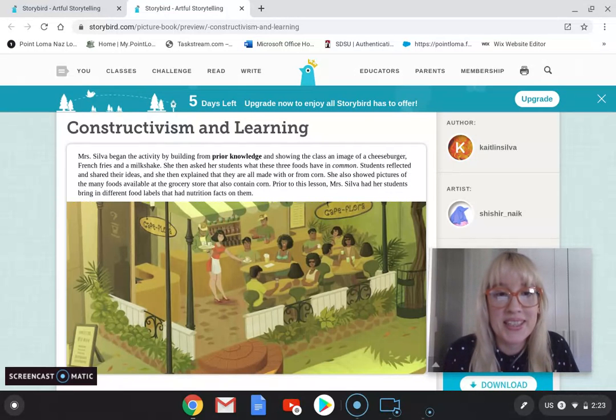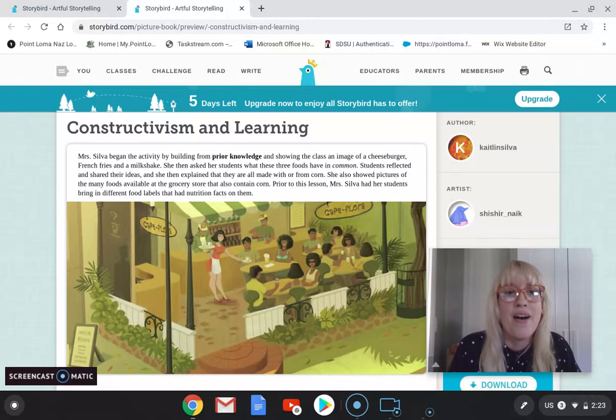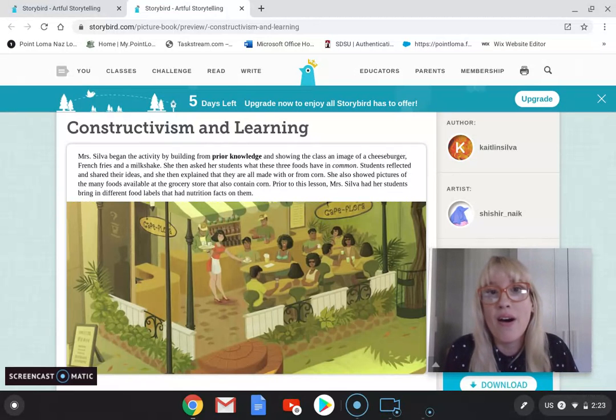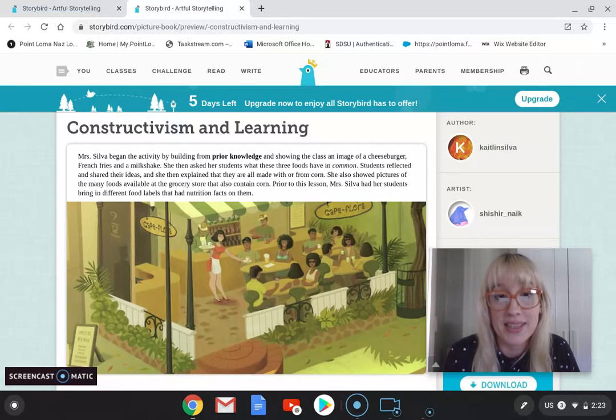She also shows them pictures from the grocery store, all the foods that they're familiar with. So she's building off this prior knowledge. She's drawing from past experiences of these students with these different foods that they see at the grocery store. She's showing them visuals, and all the visuals that she's showing are foods that contain corn.